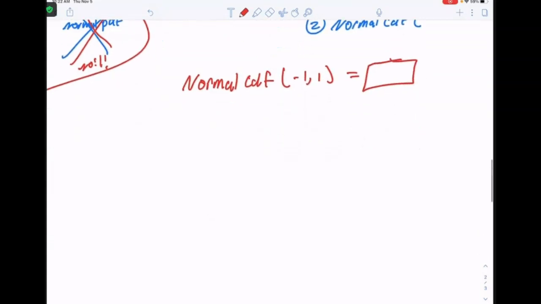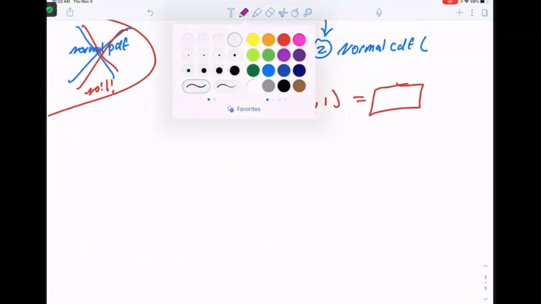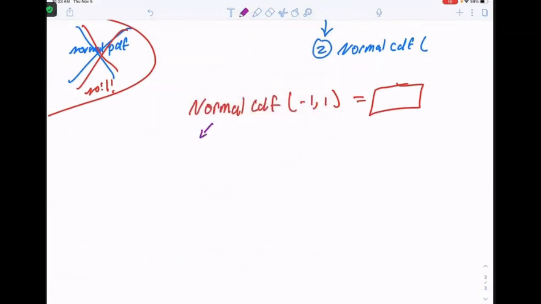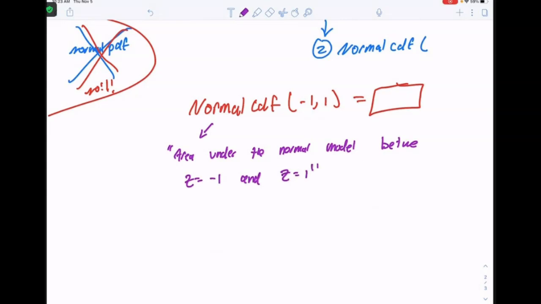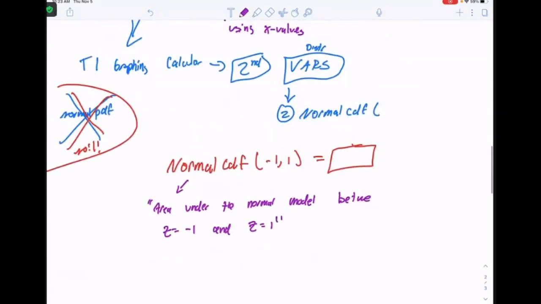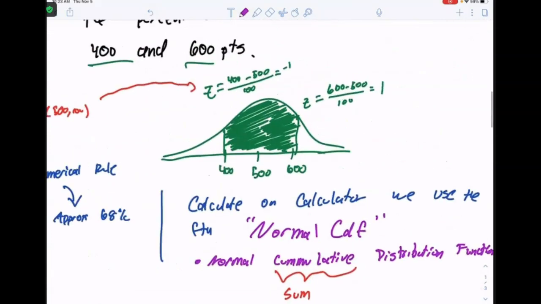We have to interpret this. This says the area under the normal model between z equals -1 and z equals 1. So that's what this says to do. It's telling me to find this picture, this area right there.